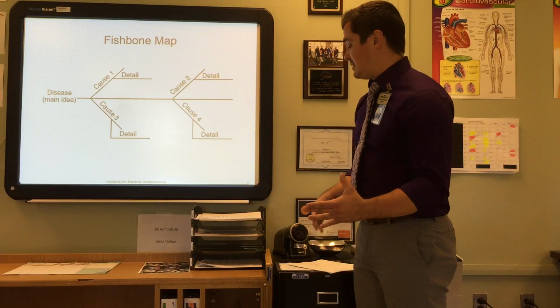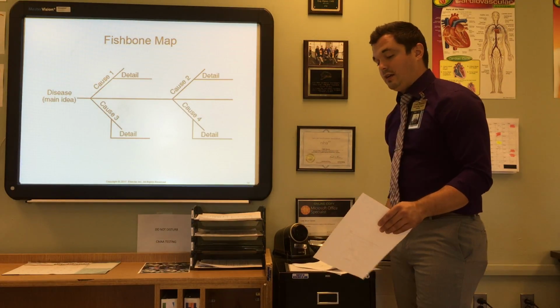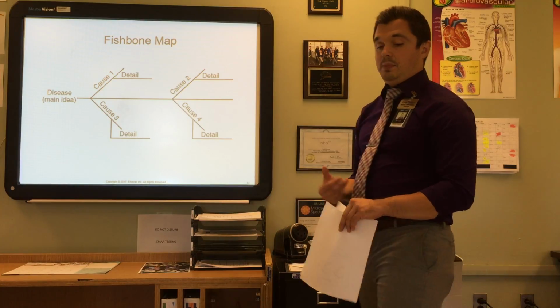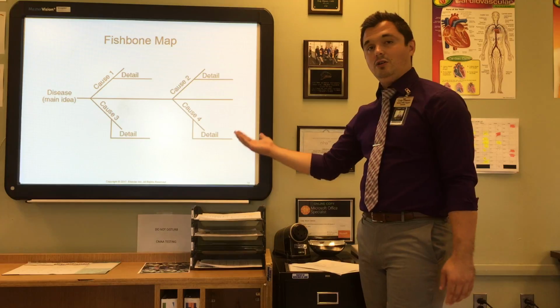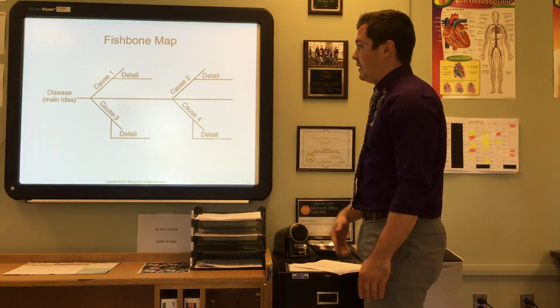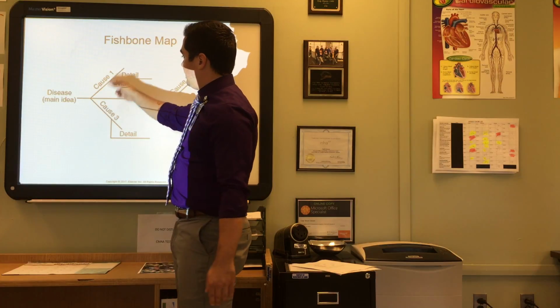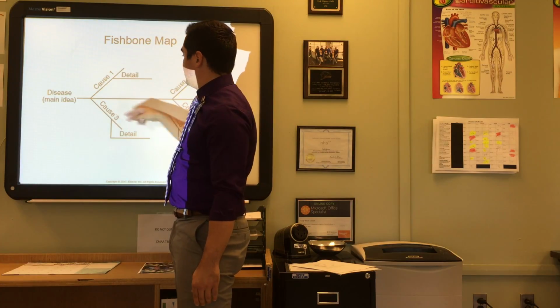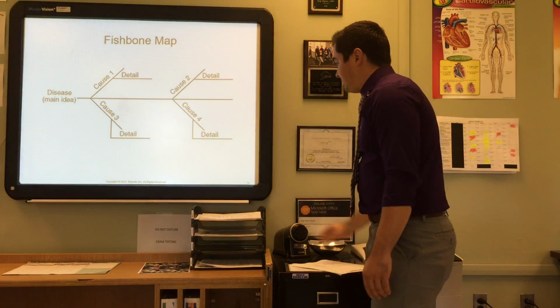Another way, which is very similar, they use diseases here, but you can use it for anything. It's called a fishbone map, because it looks like a fishbone if they were all descaled and had no meat on them. This is what a fish would look like, and it's the same idea. You have your main idea at the head, and then your other main points are branching off of those with details stemming off of each one of those.